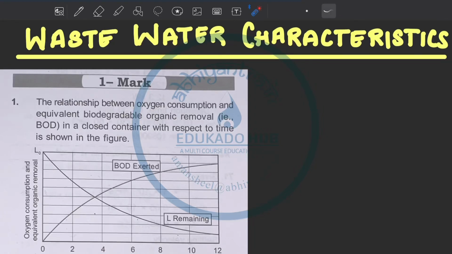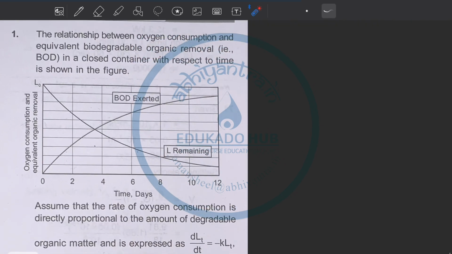So we are starting with the next chapter, which is wastewater characteristics. The first question is the relationship between oxygen consumption and equivalent biodegradable organic removal, that means BOD, in a closed container with respect to time, as shown in the figure. So with respect to time, oxygen consumption and equivalent organic removal.